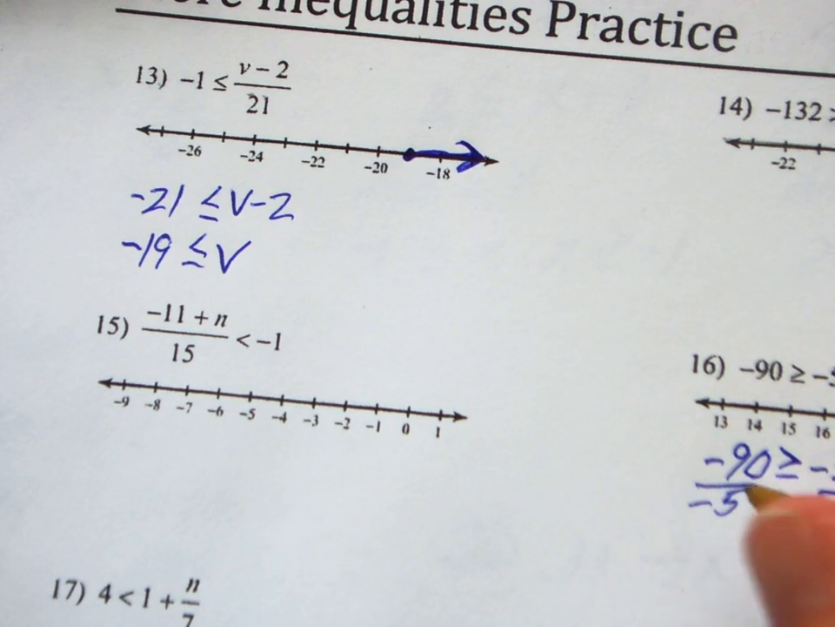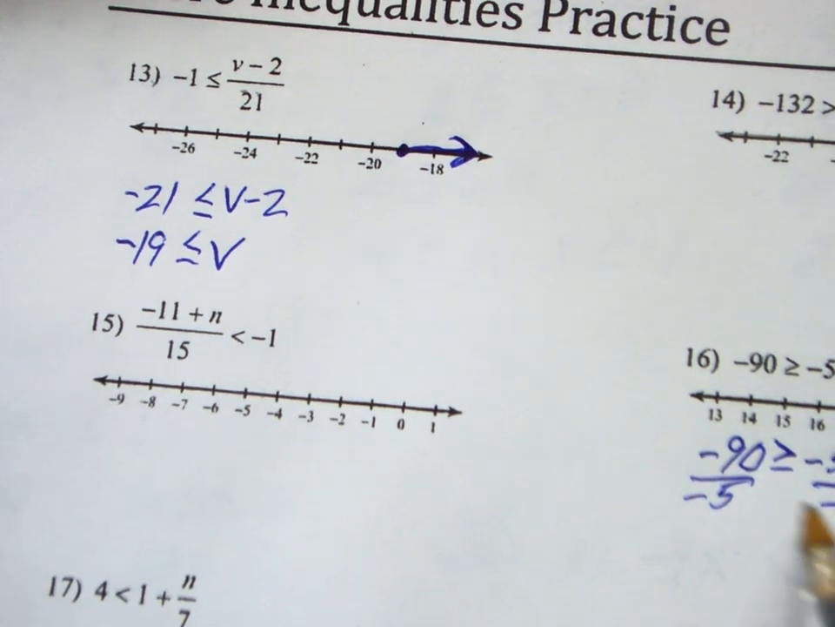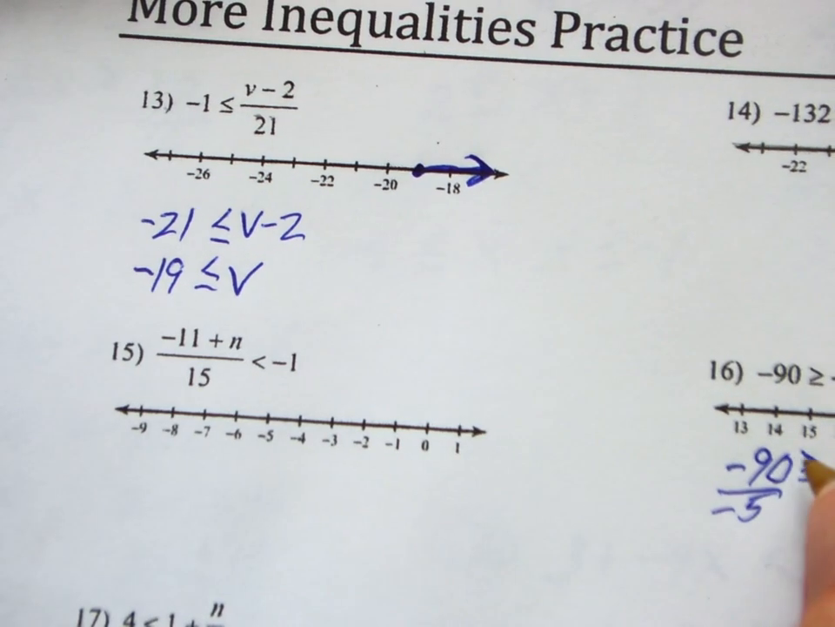But here's the trick. When you multiply or divide by a negative number, you're going to change the sign the other way around. It's going to become less than or equal to. It was greater than or equal to, we'll change it. I could show you why, but we don't have a lot of time to show you why.